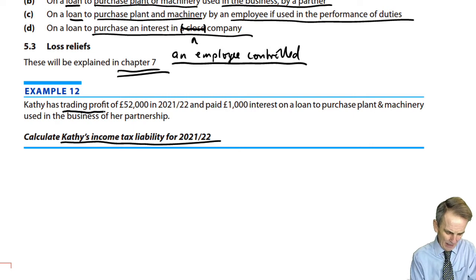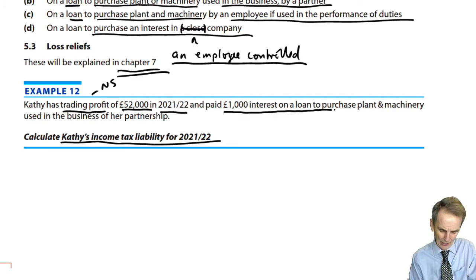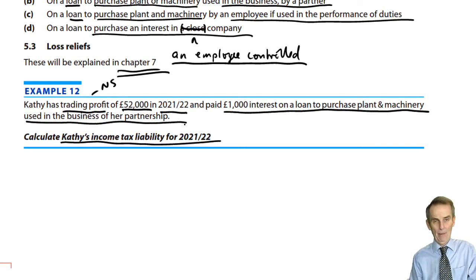Kathy has a trading profit, so non-savings, £52,000 in our tax year, and paid £1,000 interest on a loan to purchase plant and machinery used in the business of her partnership. Again, we would recognise that as being a qualifying loan, and therefore that interest paid is an allowable deduction from total income. So that 1,000 is a total deduction.